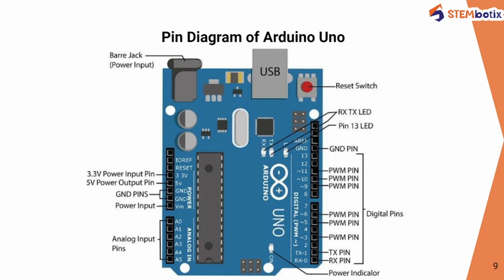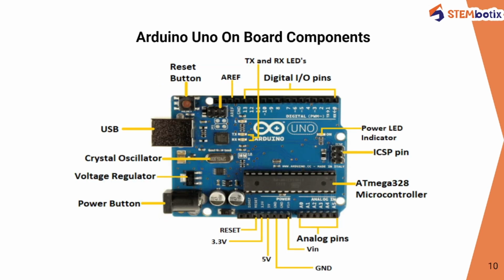Or the requirement of the project. So, whatever code you are writing, you can upload that code onto this Arduino Uno board using this port and a dedicated specific cable for Arduino Uno. So this is the pin diagram of this Arduino Uno board. Now let us see the different components on the board of Arduino Uno.